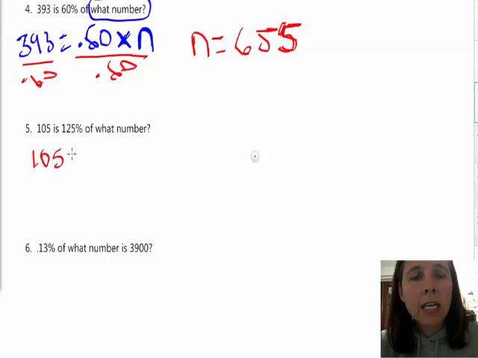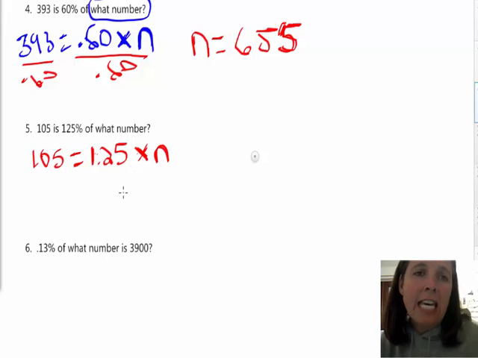105 is equals 125%. So if we move our decimal over, it's going to be 1.25 of what number? So of, and that's our question. So 105 is 125% of what number?